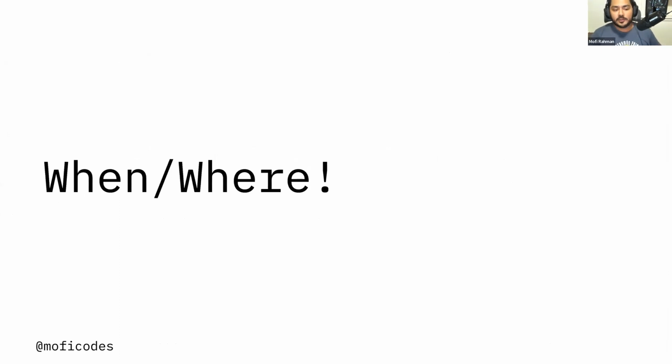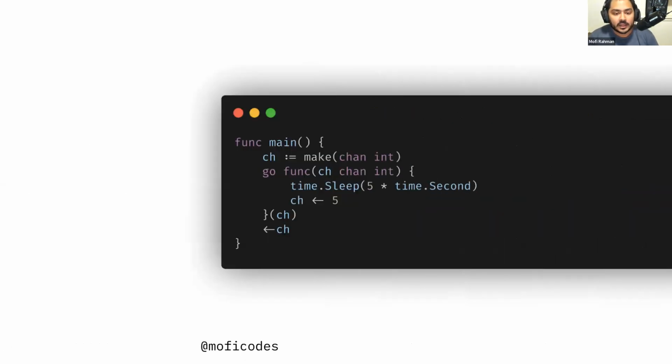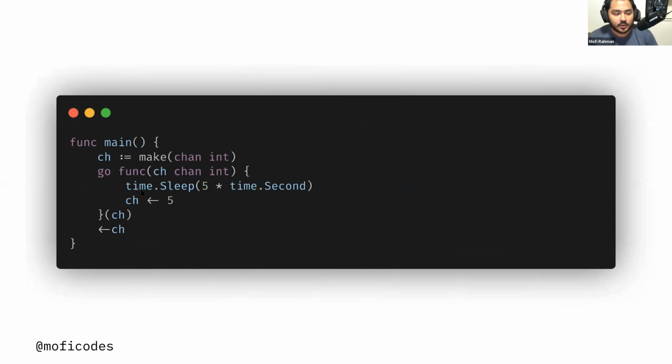So, when and where to use Go channels. Number one, when you need a guarantee of delivery. As we said, Go channels need a receiver when you have a send. So when you want to build an application that needs to make sure that every time you send something to another goroutine, the other goroutine has to receive it, you want to use a channel. For example, in this case, after 5 seconds, we're sending this data into my channel. On the other end, I am receiving it. If I didn't receive it, my code would just block.